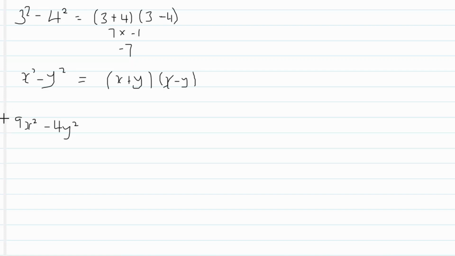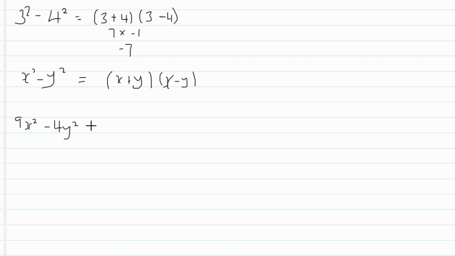So looking at 9, 9 is a perfect square of 3. That is, when I multiply 3 by 3, I'm going to get 9. So I can express 9 as 3 times 3, which can be expressed in index form as 3 squared. Same thing applies to 4, which can also be expressed as 2 squared.